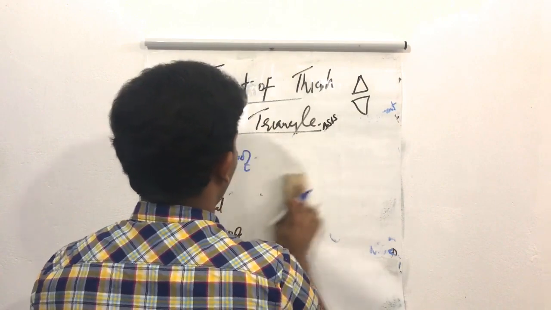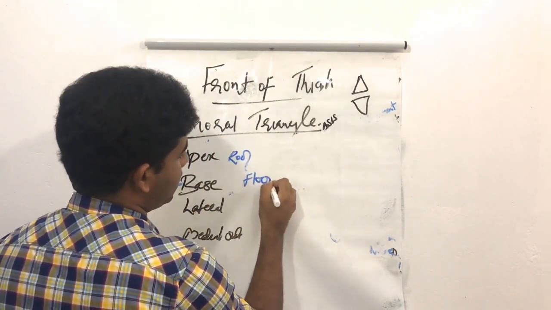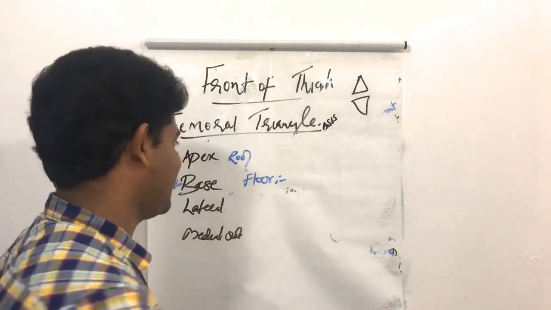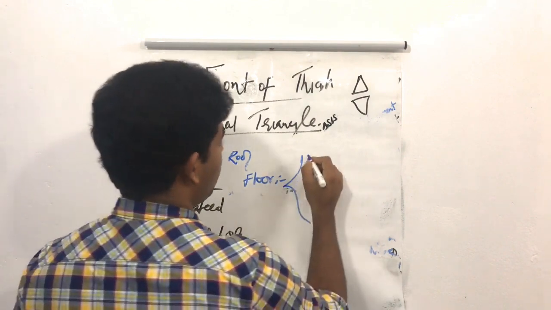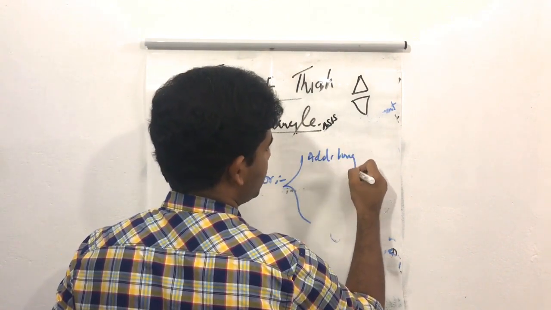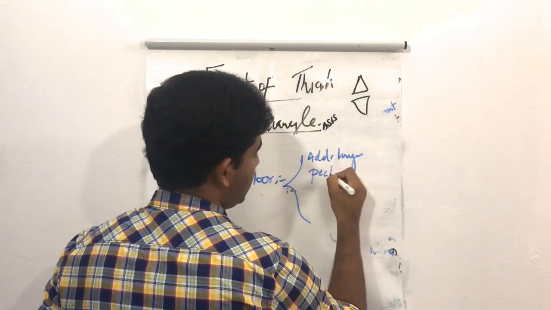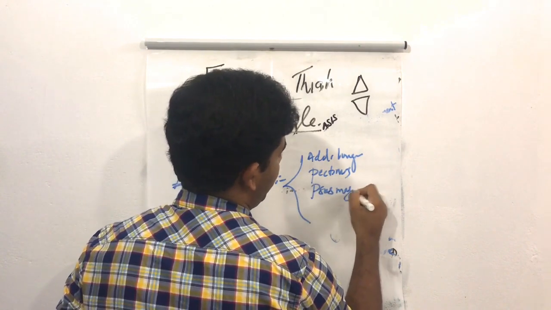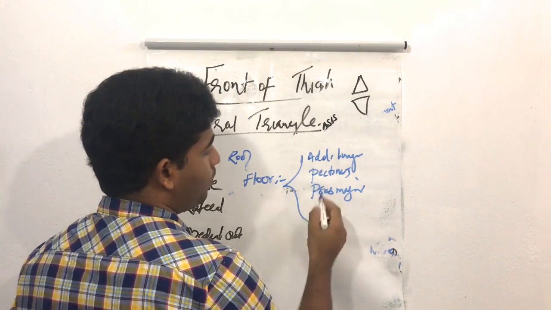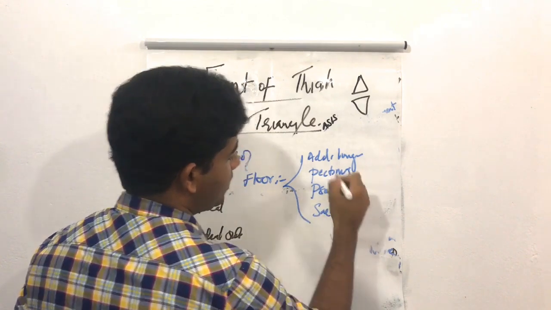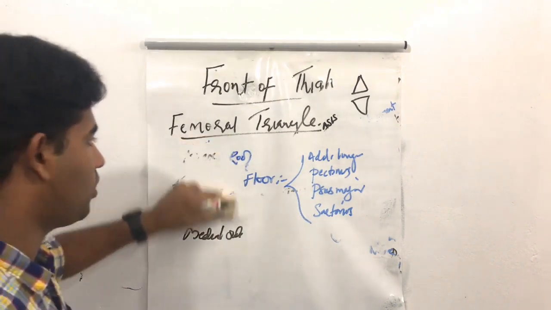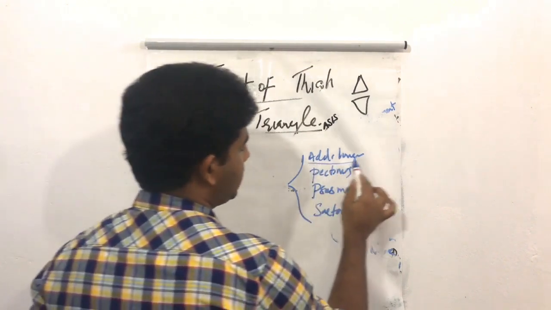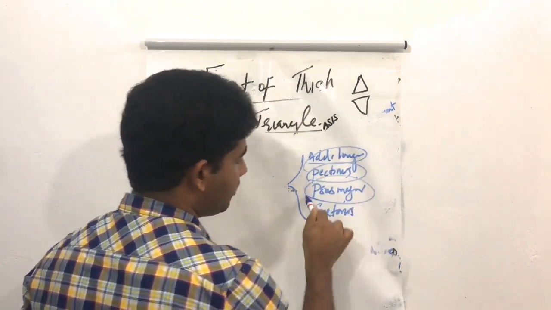And now you have the floor. What is that floor? The floor is made of muscles, and there are 4 muscles that make up the floor. One is the adductor longus, which we already studied. Then the pectineus muscle. Then the psoas major muscle. And here the sartorius muscle. So these are the 4 muscles that make the floor. I will show you one more diagram, then you can understand it. Just remember, the muscles are adductor longus, pectineus, psoas major, and sartorius.